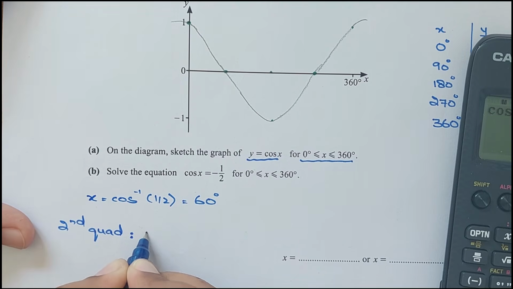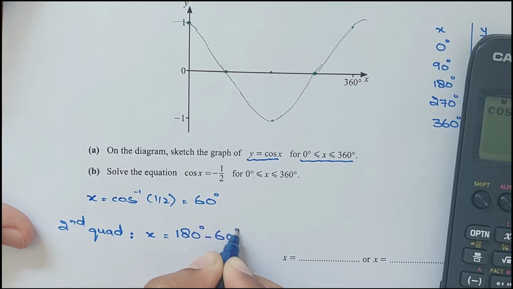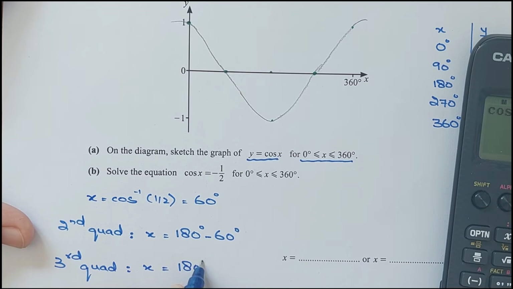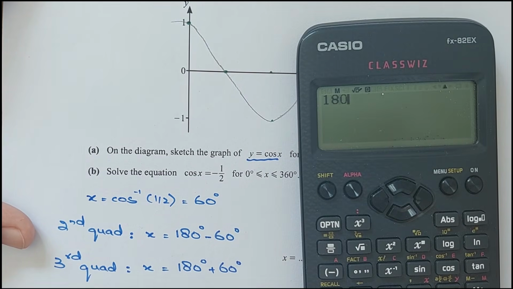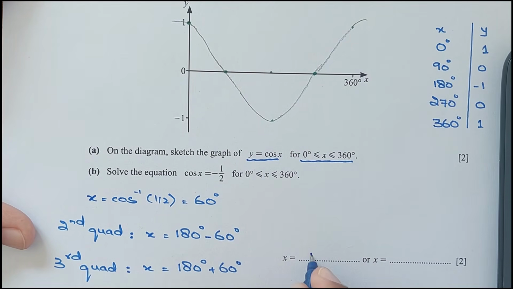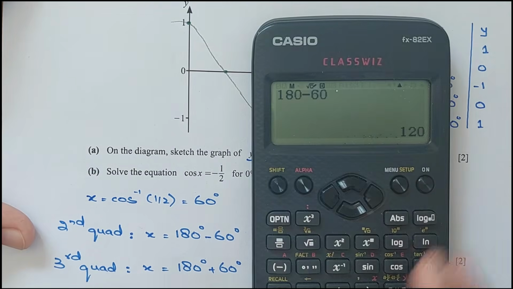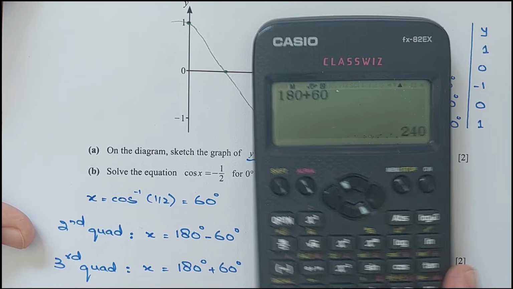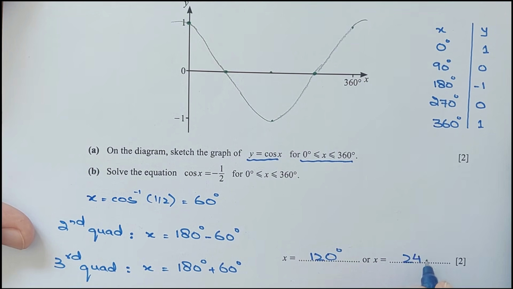we have the x value as 180 minus 60, right? And for the third quadrant, the x value is 180 plus 60 degrees. All right. 180 minus 60 is 120 degrees, and 180 plus 60 is 240 degrees. So these are the two values of x.